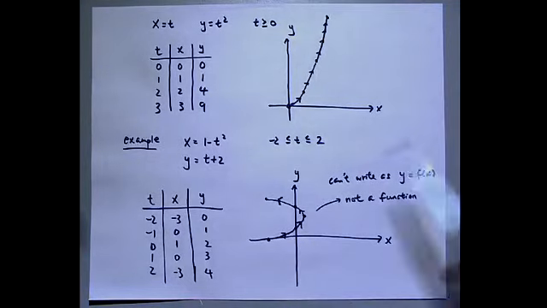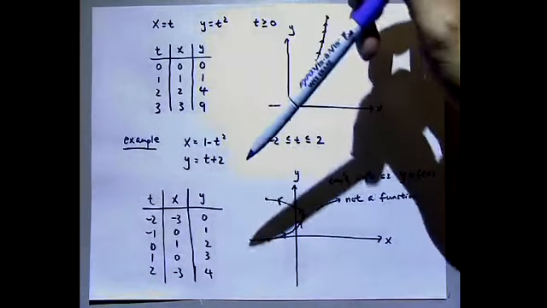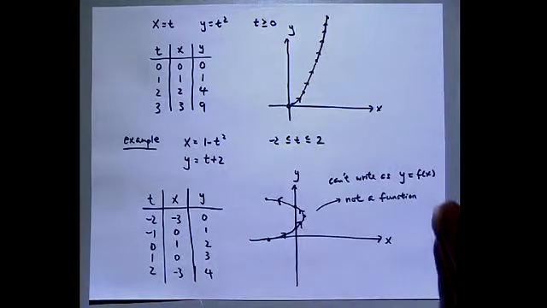But notice when we do the parametric way, it really doesn't matter how x and y are directly related. As long as we know how they relate to t, we can always get a graph back without having to worry about the complications of that not being a function.